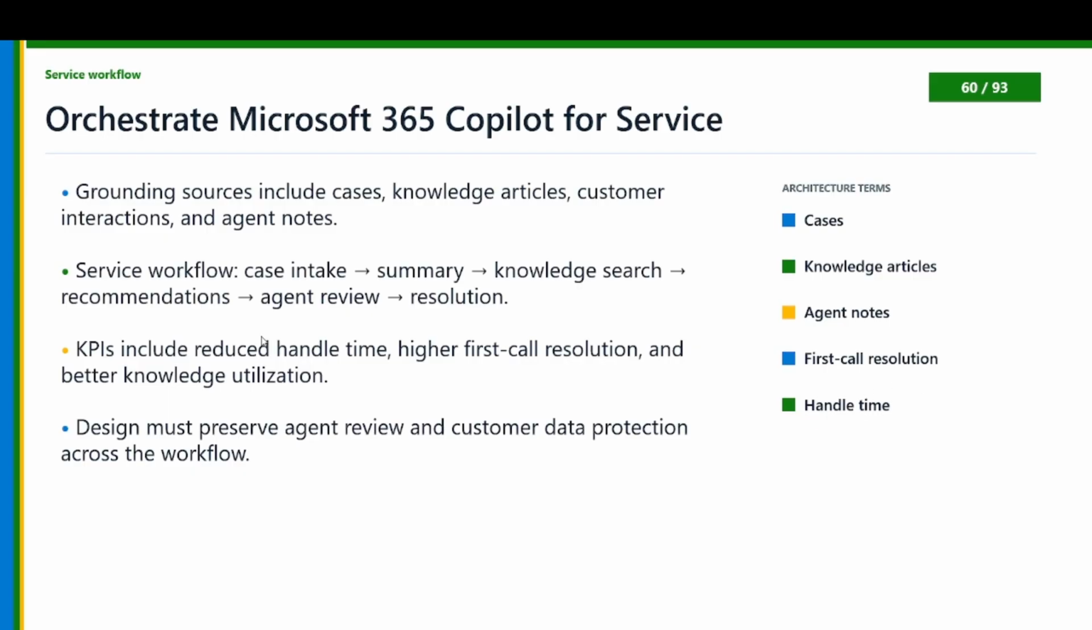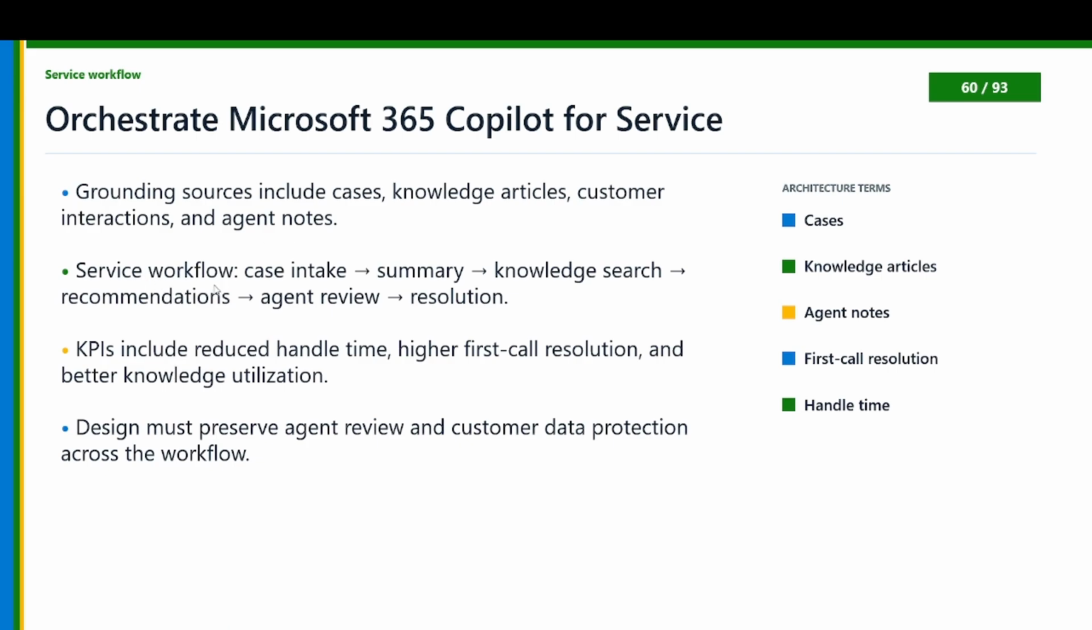So let's look at the detailed points here. Grounding sources include cases, knowledge articles, customer interaction and agent notes. You can use these as a source of knowledge for the agent. Cases: maybe you have a service case that has been raised. For example, let's use IT help desk. If they raise a case, you can create a repository of cases that can also be used as a knowledge base for the agent. You have your knowledge articles, which are articles from the company, saved in a repository as a knowledge base. You have customer interaction, which should not be deleted, use it as a knowledge base, and the agent notes. Past agent actions can also be used as a knowledge base.